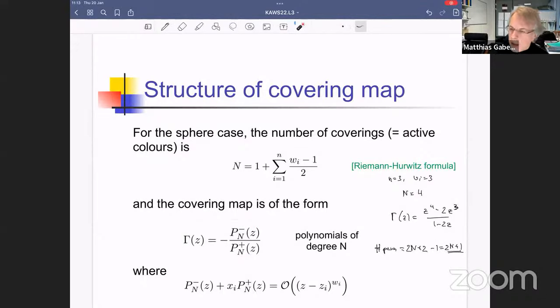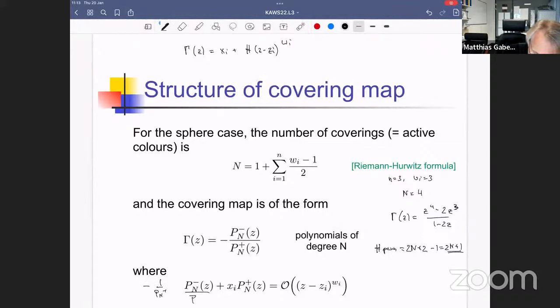And now you have to demand that this is a covering map. So what does this mean? Well, remember, the covering map property means that gamma of z, for z near z_i, should go like x_i plus some number times (z minus z_i) to the w_i. That's the covering space property. And if you plug this in here, you see this property is just this property: the numerator, p minus x times the denominator, should be of order (z minus z_i) to the w_i. So if you divide this equation through by the denominator, this becomes exactly this property.